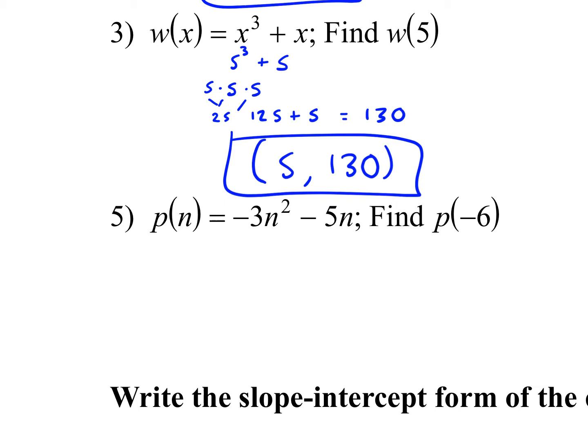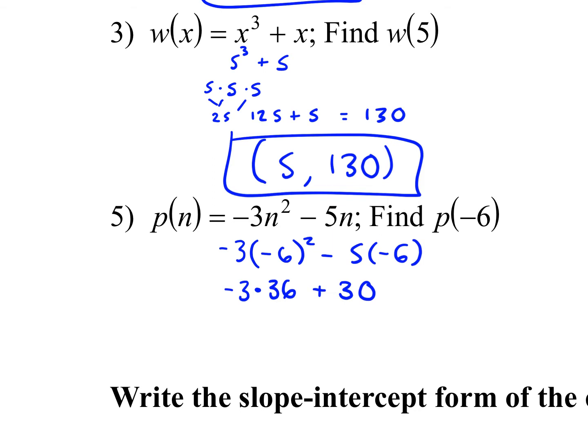All right, number 5. What do I do first? Plug in. So negative 3 times negative 6 squared minus 5 times negative 6. Remember, PEMDAS. So I have to do my exponent first. What's negative 6 times negative 6? Positive 36. That's still times negative 3. And then minus, what's 5 times negative 6? It'll become positive 30 because it's negative 5 times negative 6, so positive 30.